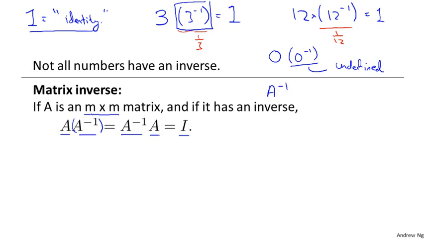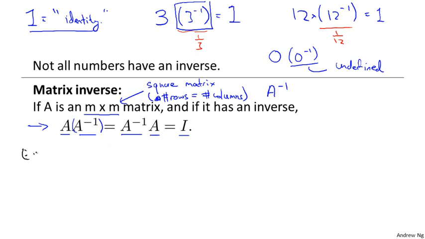Only matrices that are m by m for some value of m have an inverse. A matrix that is m by m is also called a square matrix. And it's called square because the number of rows is equal to the number of columns. And it turns out only square matrices have inverses. So if A is a square matrix, so it's m by m, and if it has an inverse, then it satisfies this equation over here.